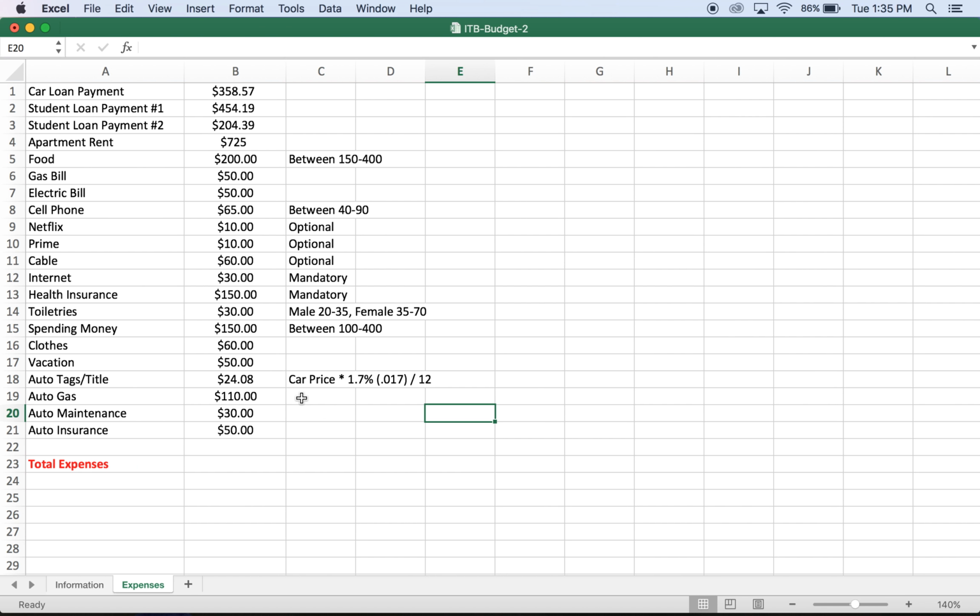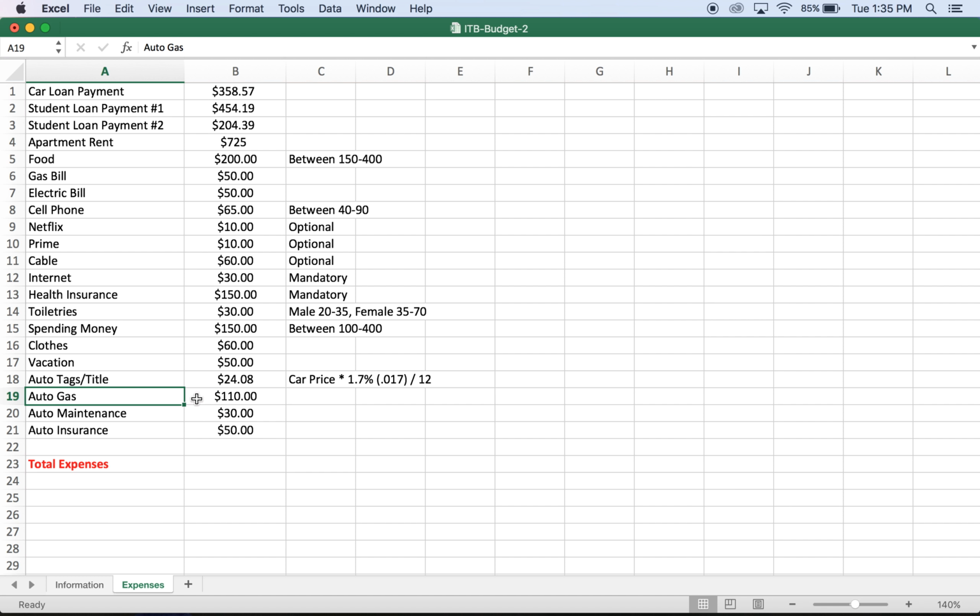Usually you are going to get one bill per year. Let's say in June I get my tags and title bill. It's going to be $340 for the property taxes of my vehicle. I pay that all in one shot. However, since we're building a budget, let's build this into the budget and let's factor it so we can save little by little by little. So when we get that $350 bill, we'll have enough money to write that check.